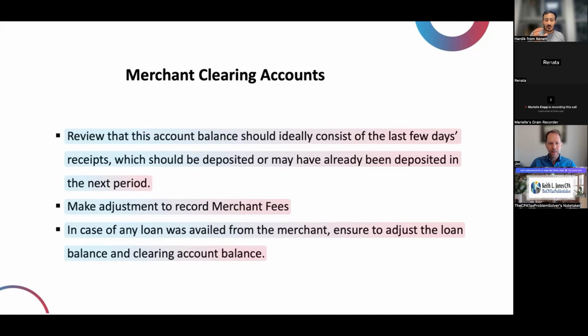We want to make sure the balance in this account should only consist of the last 2 to 3 days, right? We touched base on it with examples, and we literally opened up the balance sheet and looked at different transactions. So I just wanted to quickly touch base on that.